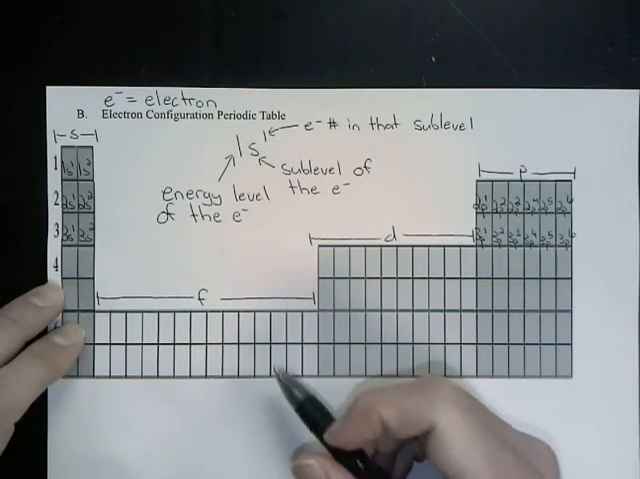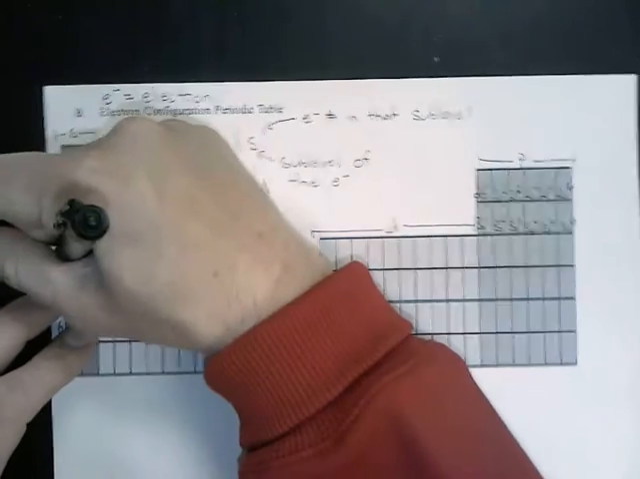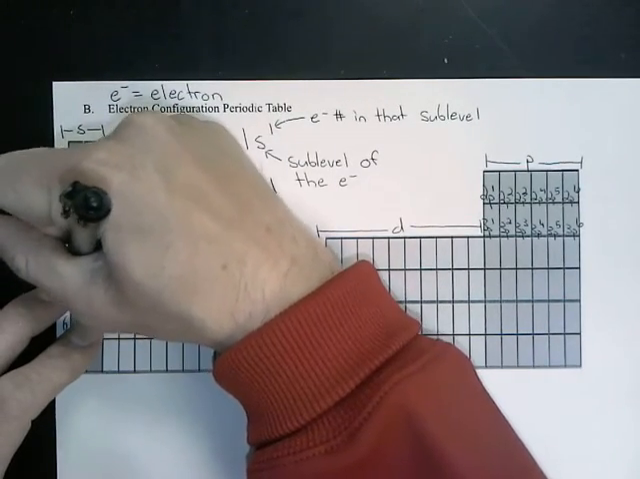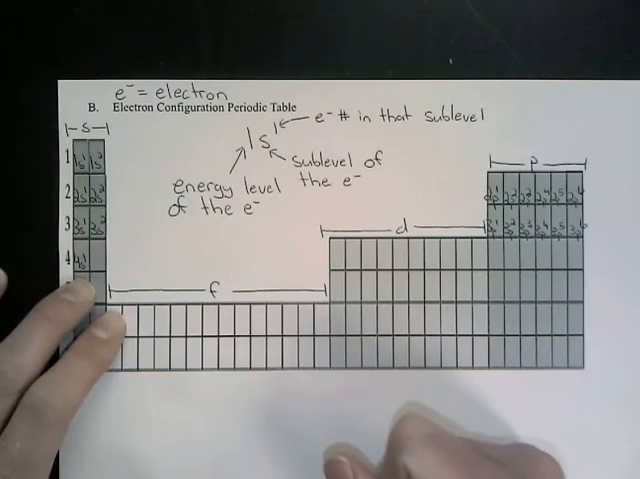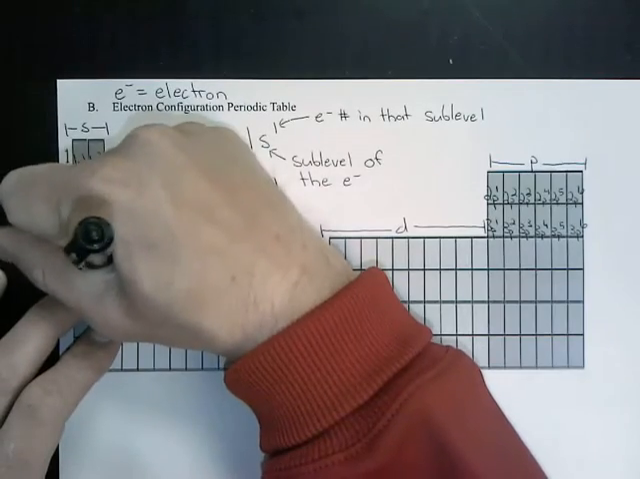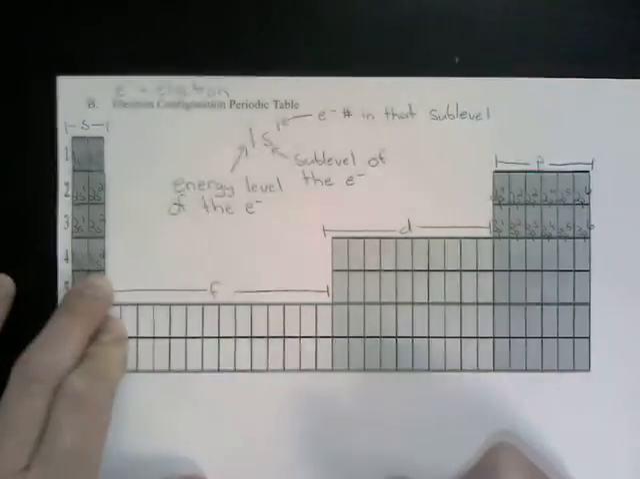Now we move over here to the fourth row. The fourth row is going to be the fourth energy level. Again, we restart numbering, so we have 4S1. The 4S2 would be our next box.